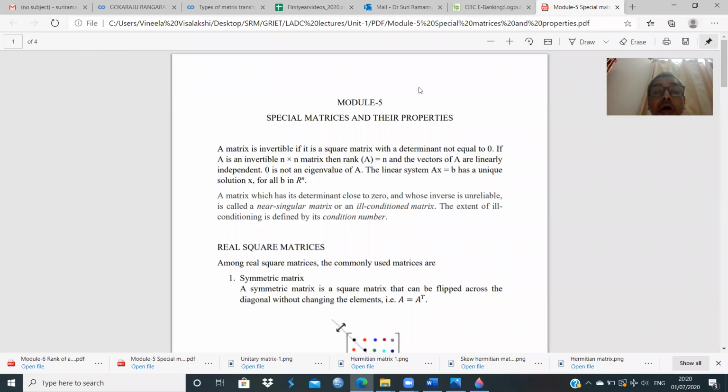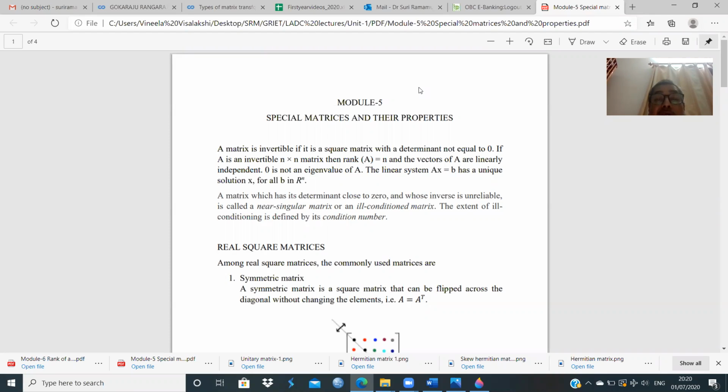Welcome to this lecture on some special matrices and their properties. This may not be an exhaustive discussion, but it gives the fundamental knowledge to approach higher concepts in linear algebra. So first, let us talk about invertible matrices, and after that, we will see what are near singular matrices.